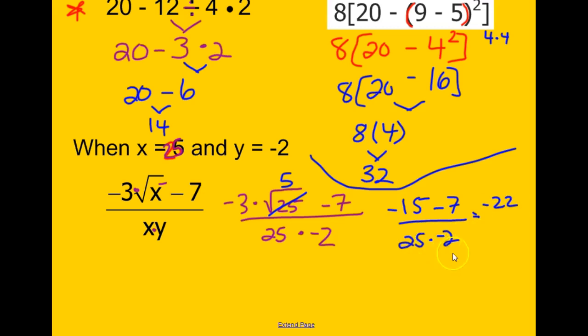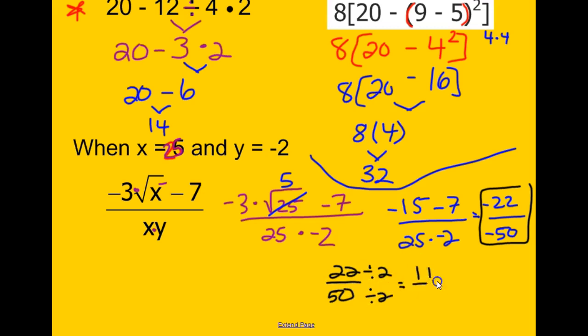And then 25 times negative 2 is going to be a negative. 25 times 2 is 50. We know that 2 negatives here would make a positive, and we can simplify 22 over 50. I can divide them both by 2, and we'd get 11 over 25. I would accept that as an answer. If you converted that to a decimal, that's fine too.